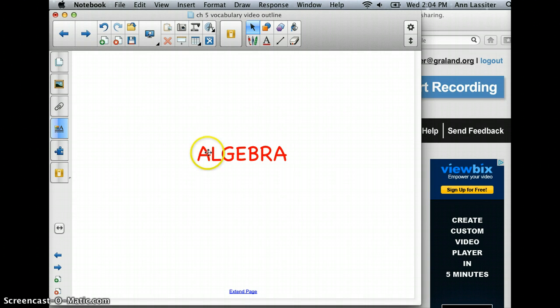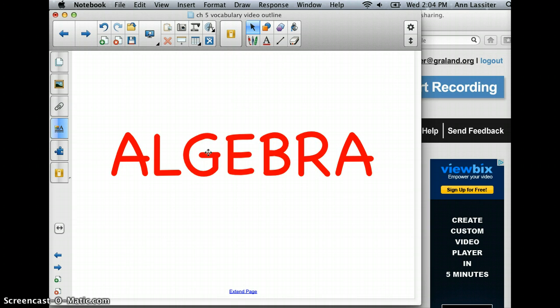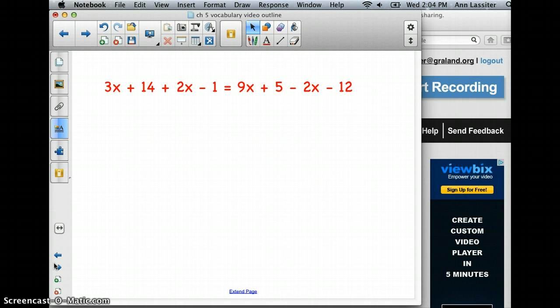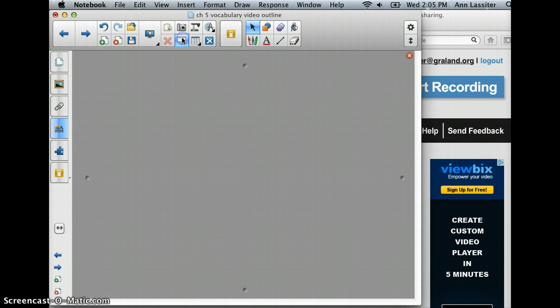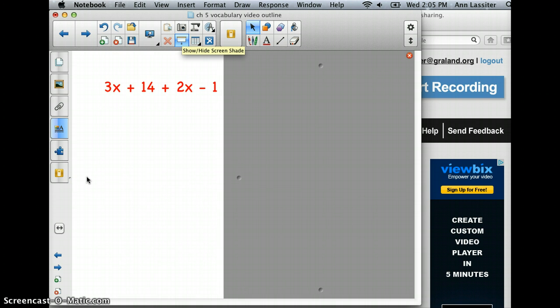I am going to try to show you how I understand the concepts in this chapter and the definitions of the different vocabulary words by solving the equation on the next page. The equation looks fairly complicated, so I'm first going to cover it up and then only look at one half of it. When I look at this as 3x plus 14 plus 2x minus 1, this would be an algebraic expression because there are letters and there are numbers.